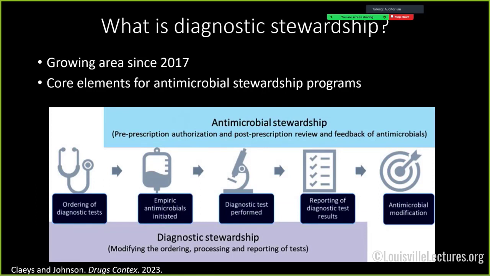This area was more firmly designated around 2017, but I think you'll see as we go through that the quality improvement aspects of diagnostic stewardship have been going on longer than that. What's important for this group to understand is this is really a core element of antimicrobial stewardship programs. We talked about last month that antimicrobial stewardship programs are mandated now for hospital systems, and this is one of those core elements. So it's an important concept to be exposed to.